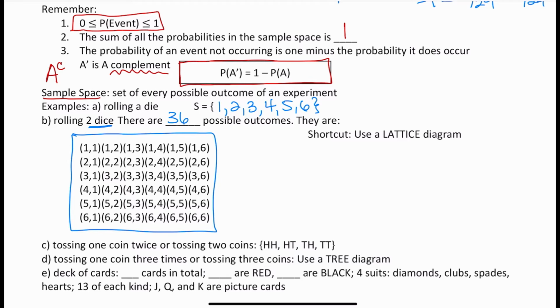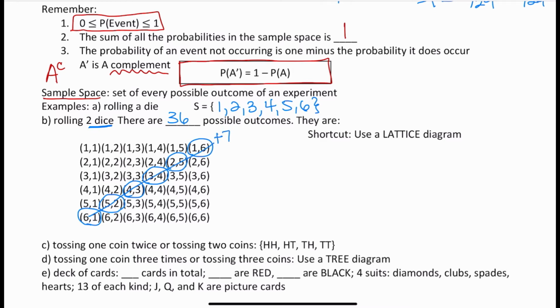Now, there's 36 different possibilities, and a lot of questions in probability deal with rolling 2 dice and getting a particular sum when you roll those 2 dice. So I want you to see that if I were to take, for example, 6 and 1, and I add them together, 6 plus 1 is 7. 5 plus 2 is 7. 4 plus 3 is 7. 3 plus 4 is 7. 2 plus 5 is 7. 1 plus 6 is 7. So all of these diagonally add up to 7.